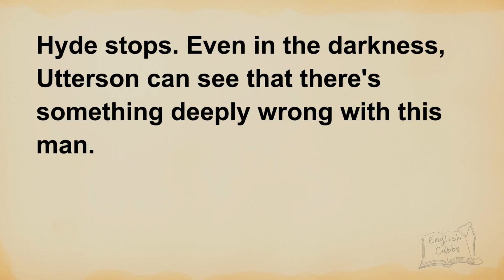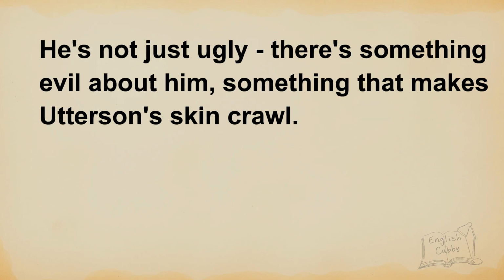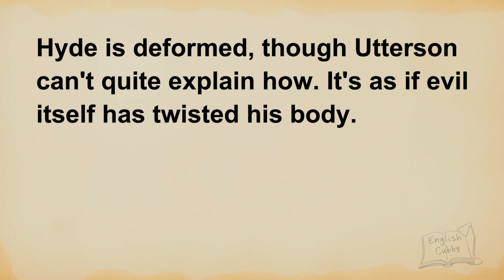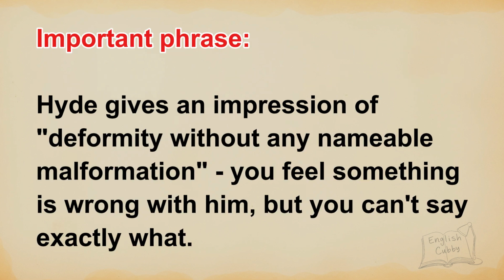Hyde stops. Even in the darkness, Utterson can see that there's something deeply wrong with this man. He's not just ugly. There's something evil about him, something that makes Utterson's skin crawl. Hyde is deformed, though Utterson can't quite explain how. It's as if evil itself has twisted his body. Important phrase: Hyde gives an impression of deformity without any nameable malformation. You feel something is wrong with him, but you can't say exactly what.